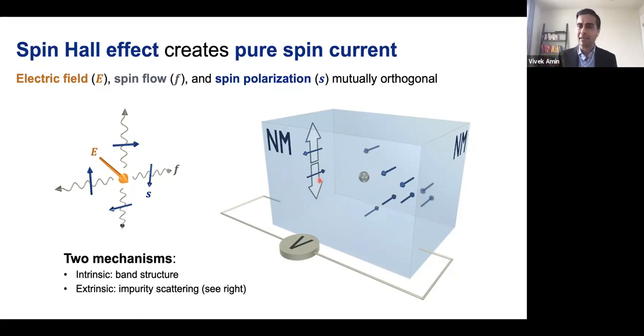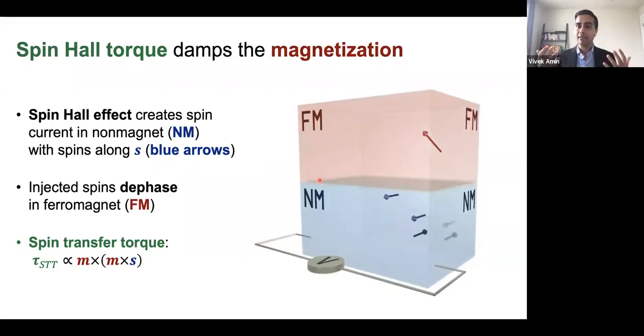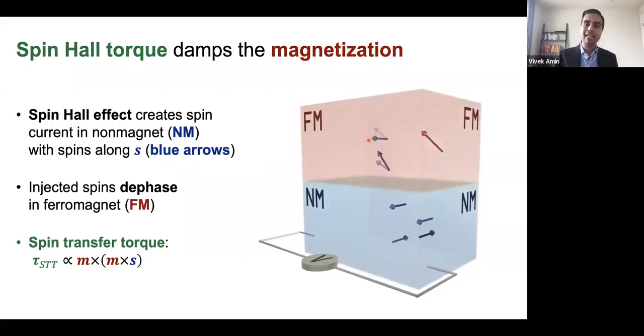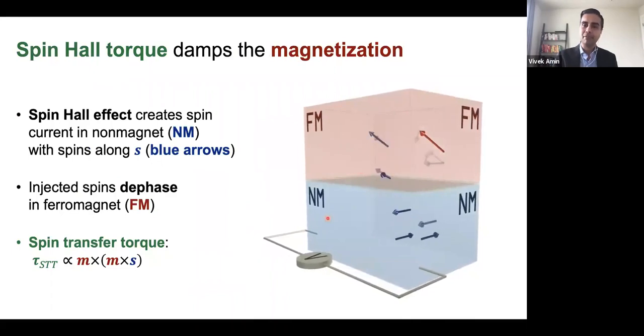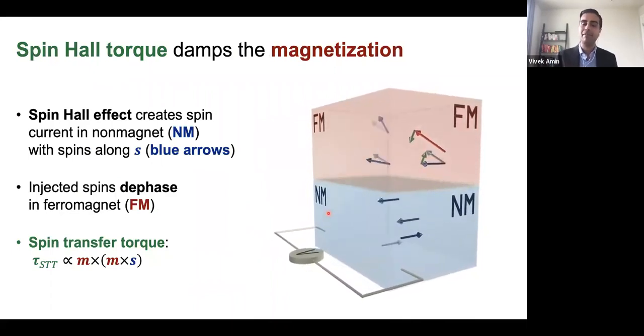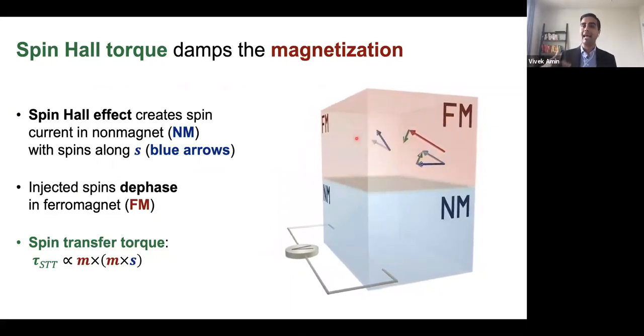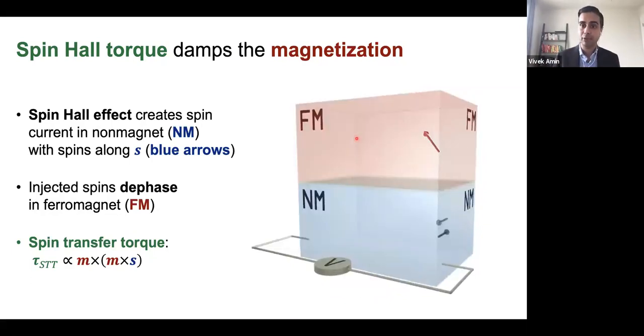So this is one of many mechanisms underlying the spin Hall effect, but the basic phenomenology, once again, is that the electric field, the spin flow and the spin polarization are all mutually orthogonal, which is what is allowed by symmetry in a non-magnet. And so how does this then result in a spin orbit torque? Well, if I take the ferromagnetic layer and I put it on top of the non-magnetic layer, and I run an in-plane current via the spin Hall effect, I'm going to get a spin current which flows into the top ferromagnetic layer and can exert a spin transfer torque, as I showed before.